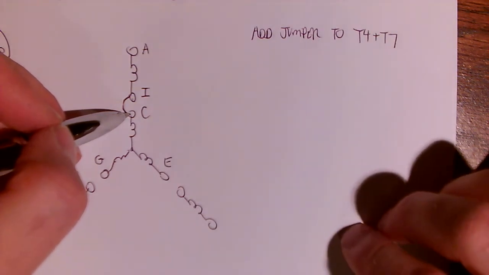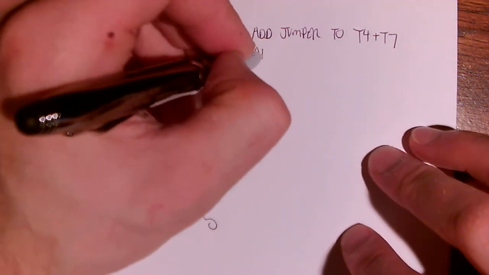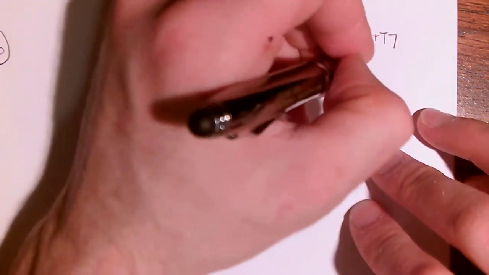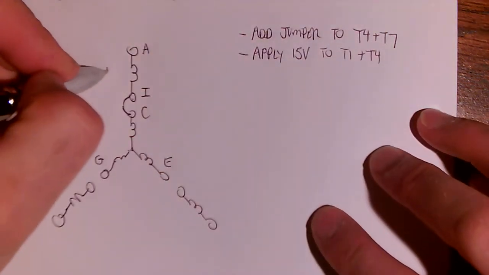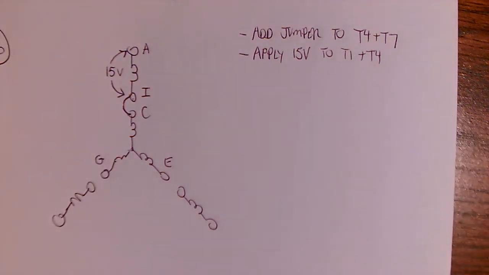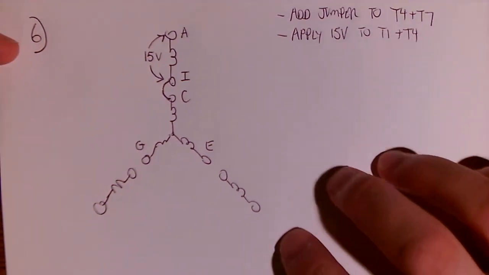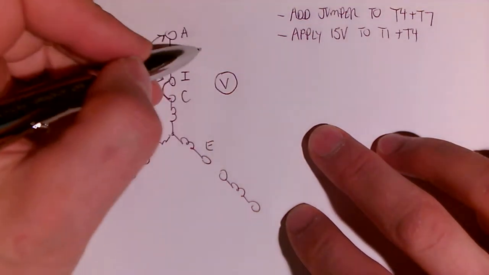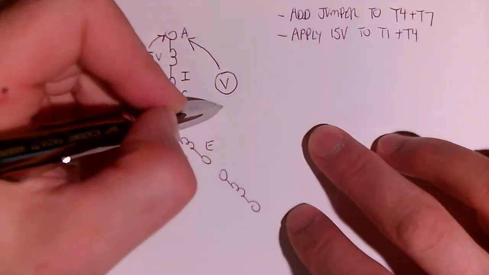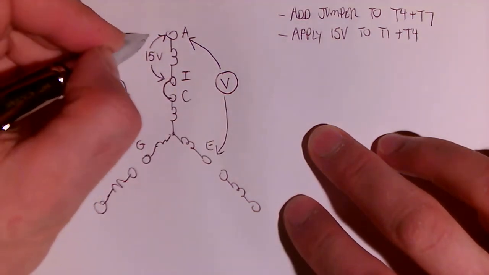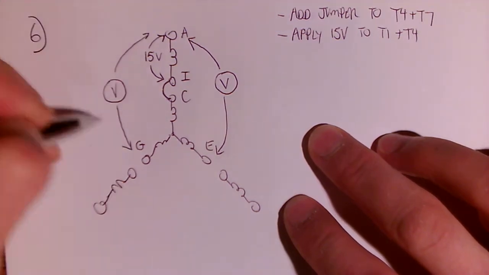Okay, next step is we're going to apply 15 volts to T1 and T4. So I'm going to move my source here, 15 volts AC, and apply it to A and I in this case. Then I'm going to get my voltmeters, and I'll put a little circle for V for voltmeter, and I'm going to read between A and E, and then I'm going to move it over on this side, and I'm going to read it between A and G.